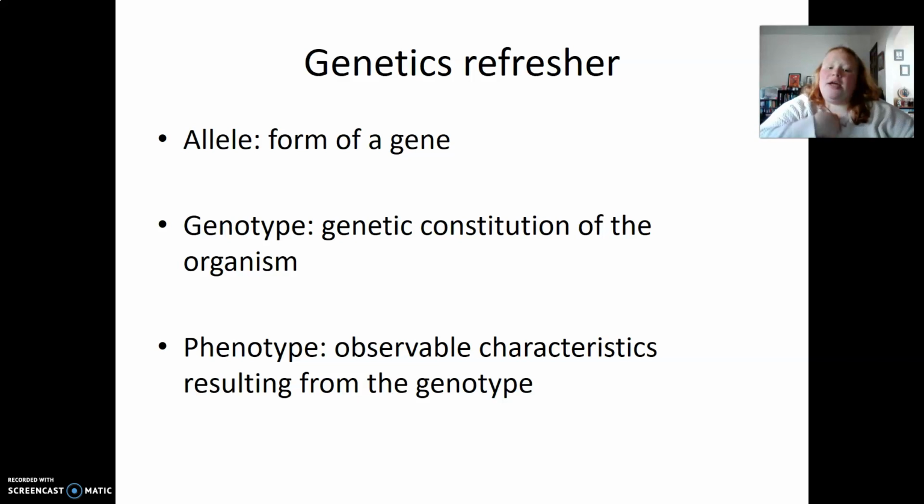So the genotype is the genetic constitution, so those 2 alleles that you have, what are they? And then the phenotype is the observable characteristic resulting from the genotype.